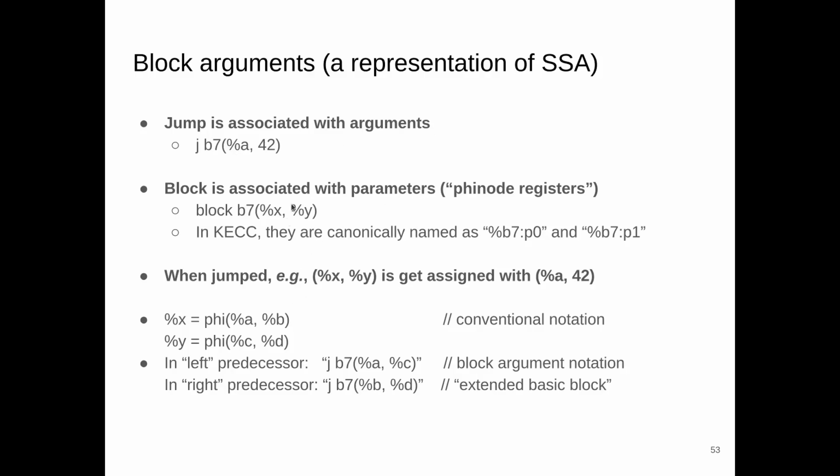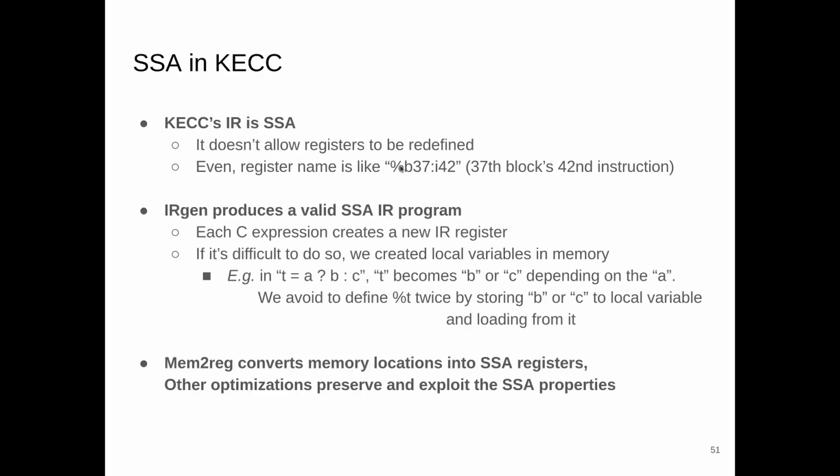So in KCC, these register parameters are canonically named like this. This means B7's zeroth final register, and this is block 7's first final register. So this X and Y, such a useful name, may be annotated with the registers, but canonically it is named like B7 column P0.